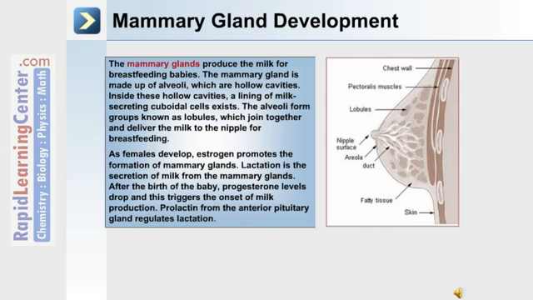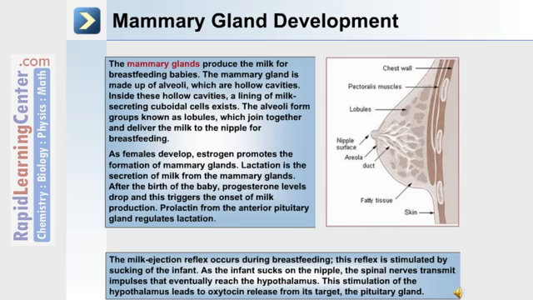After the birth of the baby, progesterone levels drop, and this triggers the onset of milk production. Prolactin from the anterior pituitary gland regulates lactation. The milk ejection reflex occurs during breastfeeding, and it's stimulated by the sucking of the infant. As the infant sucks on the nipple, the spinal nerves transmit impulses that eventually reach the hypothalamus. This stimulation of the hypothalamus leads to oxytocin release from its target, the pituitary gland.